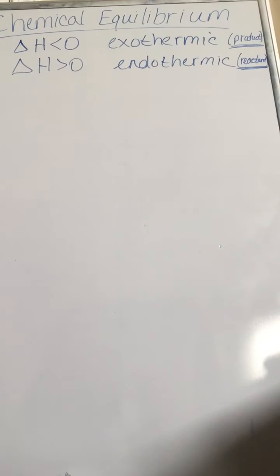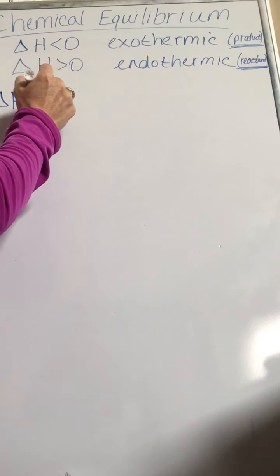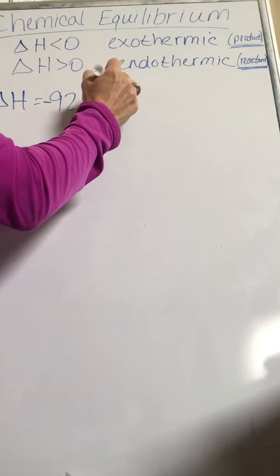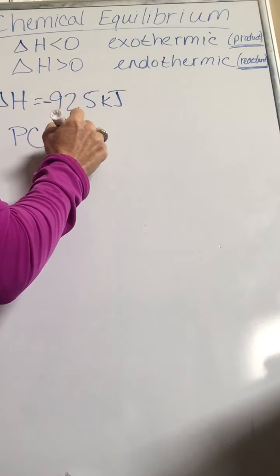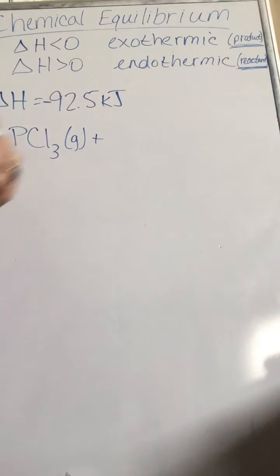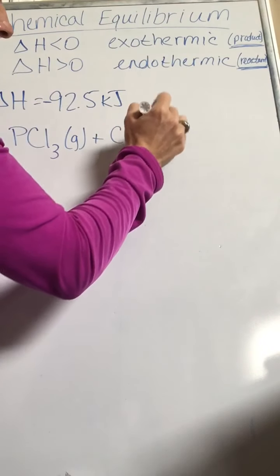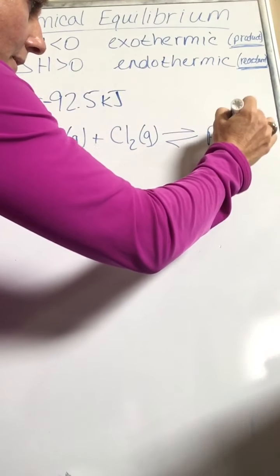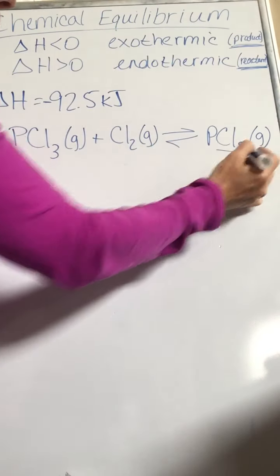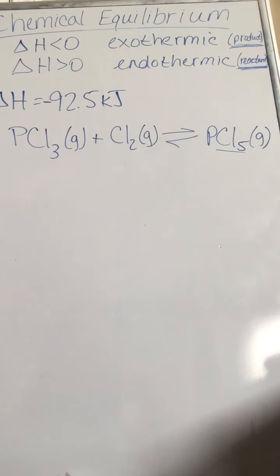So if we look at example 16.6, we have a delta H of minus 92.5 kilojoules, okay? And our reaction is PCl3 plus Cl2, and we have both arrows because it's equilibrium, as all these are, PCl5 gas. All right, so you see it's already a balanced equation. Like I said, we're not going to have to balance these equations. The question is, what happens to the concentration of the PCl5, okay, as the temperature is increased?